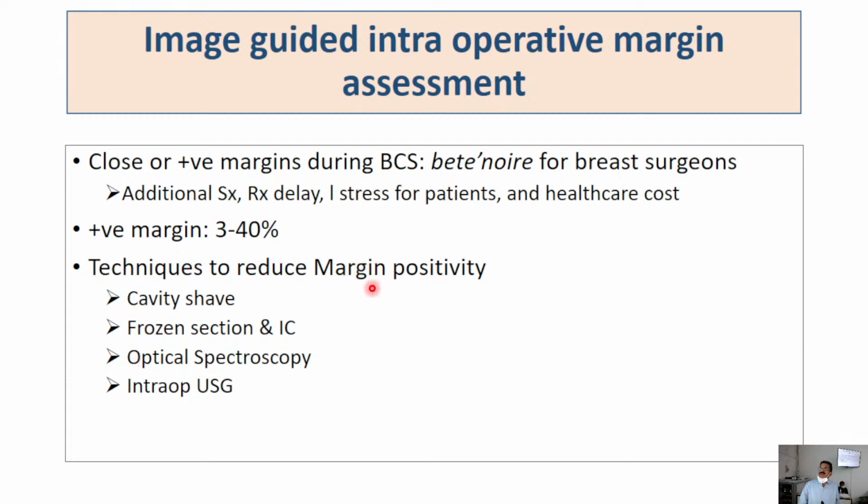These techniques are used to reduce margin positivity, or to do a shave of the cavity after you excise the lump. You do a frozen section, you do optical spectrometry. Each of them have their advantages and disadvantages, but the best method currently which can be used is intraoperative ultrasonography.